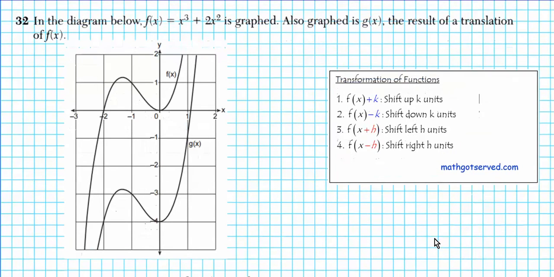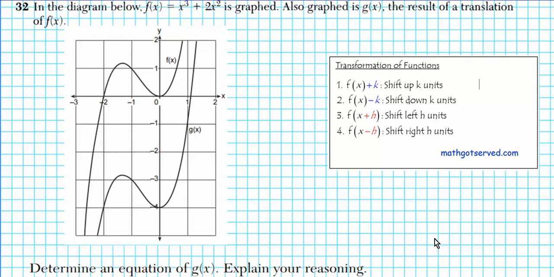Okay, so in order to be able to determine the equation of g of x, we need to remember our transformation functions. We're going to focus mainly on translations here. If a function is shifted up k units, you're going to have f of x plus k. If it's shifted down k units, you have f of x minus k. If it's shifted to the left, you have f of x plus h. Basically, all the x's will be replaced with x plus that unit value shift to the left. And then to the right h units is f of x minus h. All the x's replaced with x minus the number of units you shifted to the right.